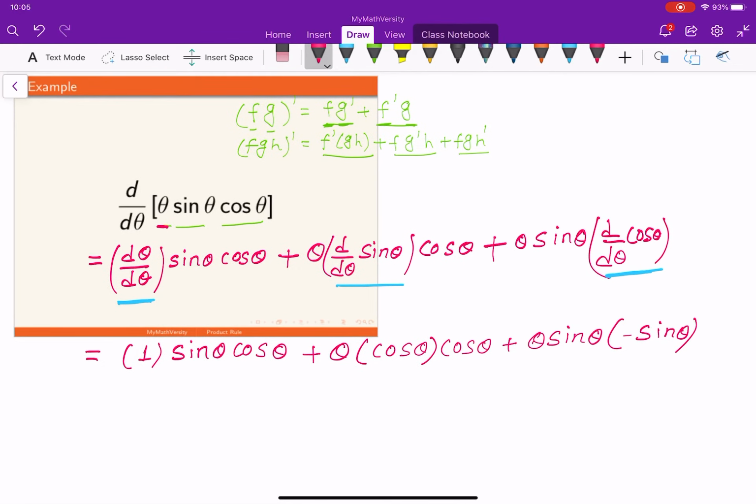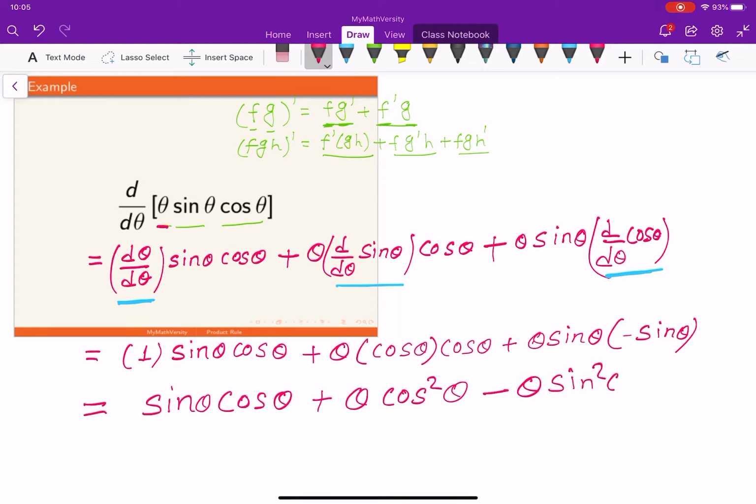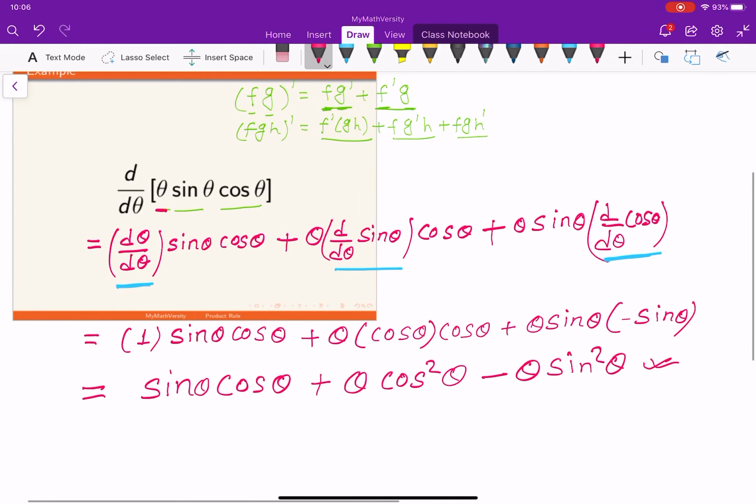But let's try to see if we can simplify a little bit further. Okay, so on the first term we have 1 times sine theta times cosine theta, which is sine theta times cosine theta, and then on the second term we can multiply cosine theta with cosine theta, then we'll have cosine square theta and then times theta, right? And then on the last term, in a similar way, we will have theta times negative sine square theta, right? Because sine theta times negative sine theta will be negative sine square theta, and then times theta will be negative theta times sine square theta. So this could be one of the alternative forms of the derivative that we needed to figure out.